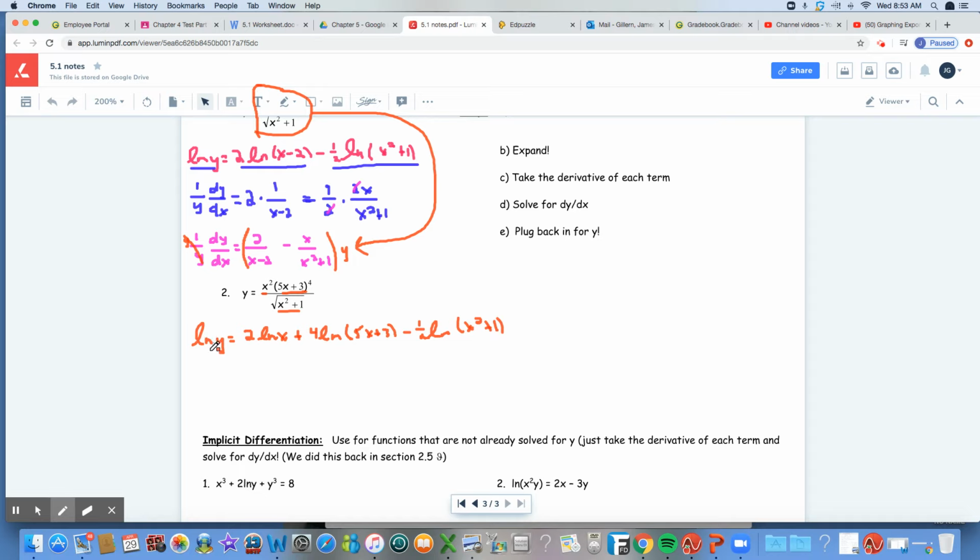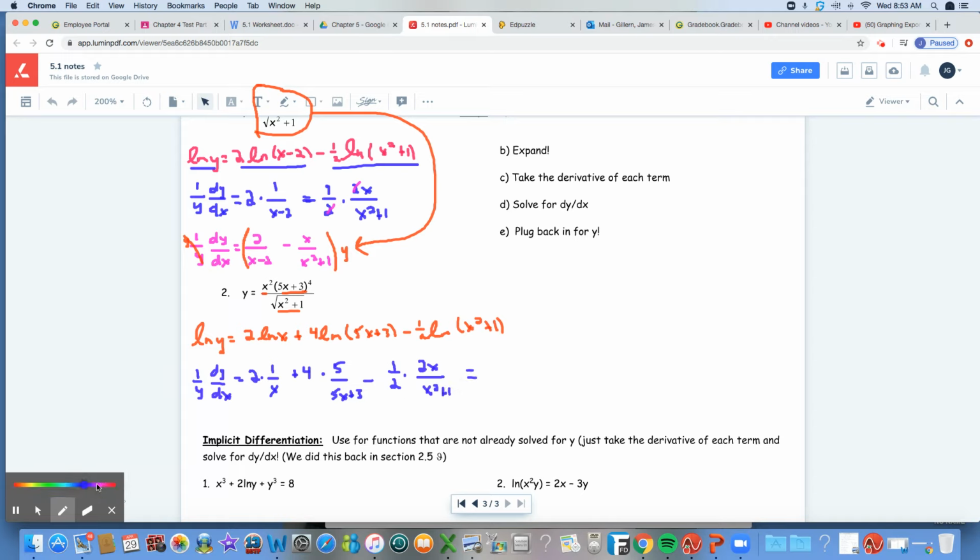All right, so now we take the derivative of each. We're going to get the same thing we did for natural log of y. The derivative of y is 1 over y, but it's a dy over dx. 2 times the derivative of x is just 1 over x. So 2 times 1 over x plus 4 times the derivative of 5x plus 3, which is 5 over 5x plus 3, minus 1/2 times the derivative of the inside, which in this case is 2x, over x squared plus 1.